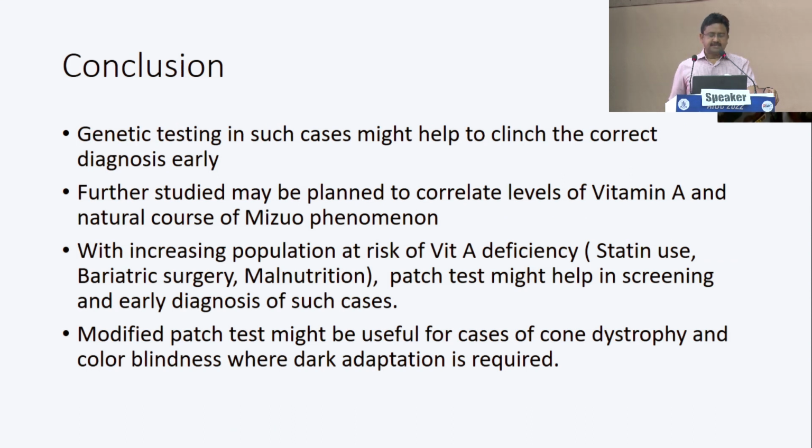Genetic testing in such cases might help to clinch the correct diagnosis. Further studies may be planned to correlate levels of vitamin A and natural course of this Mizou phenomena. And this is important because with increasing population at risk of vitamin A deficiency, not because only of malnutrition, but also because of statin use, bariatric surgery, the patch test might help in screening and early diagnosis of such cases. And this modified patch test might also be useful for cases of cone dystrophy and color blindness where dark adaptation is required. Thank you.